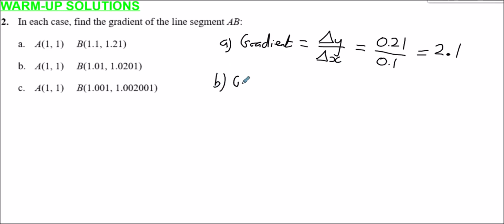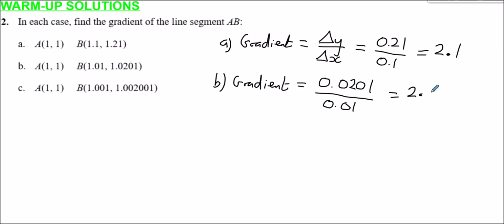For B, same method, just different numbers. Now, if you have a look at these numbers here, I want you to just be thinking, how do the x and y coordinates relate? Now, for the first coordinates A, we can't really tell, but have a look at B. How do these relate? Because this is going to be key for this session. So you be pondering that as we do part B. For part B, the change in y is 1.0201 minus 1, which just gives us 0.0201. And the change in x is 0.01.